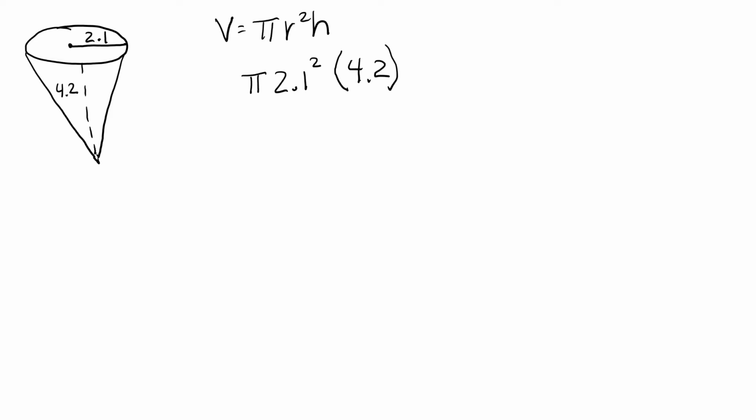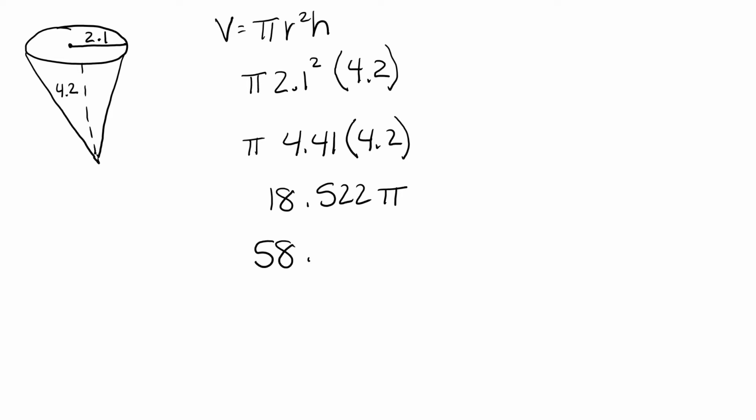Solving the exponents first, 2.1 to the second power is going to give us 4.41. That times the height, 4.2, is going to give us 18.522. And then the directions tell us to use 3.14 for pi. So we're going to take that answer, we're going to multiply by pi, and we get 58.15908. But the directions do tell us to round to the nearest tenth. That's the ones place. The 5 tells us to round up, so that 0.1 becomes a 0.2.